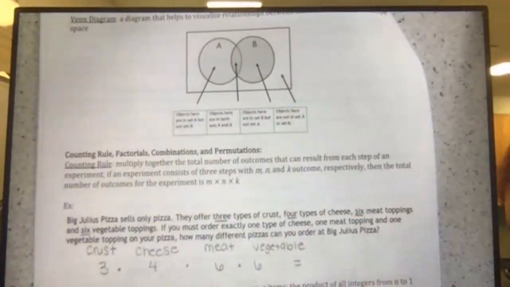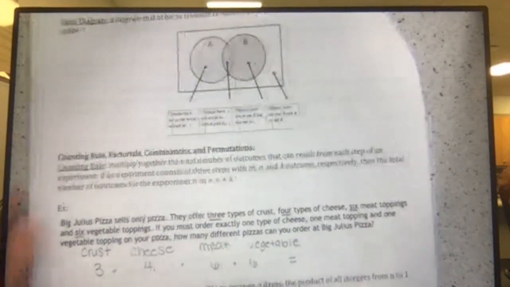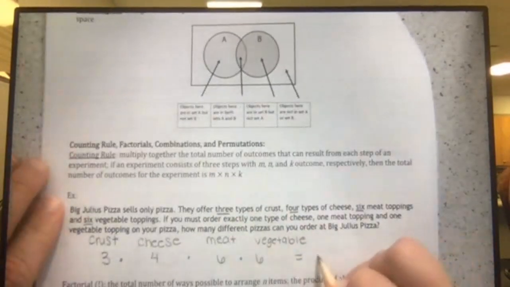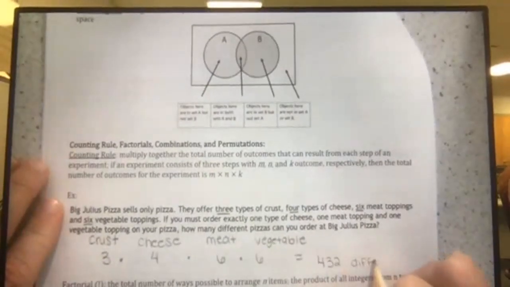So multiplying all that together, looking at our different options, 3 times 4 times 6 would give us how many different pizza options, and that would be 432 different pizzas you can order.